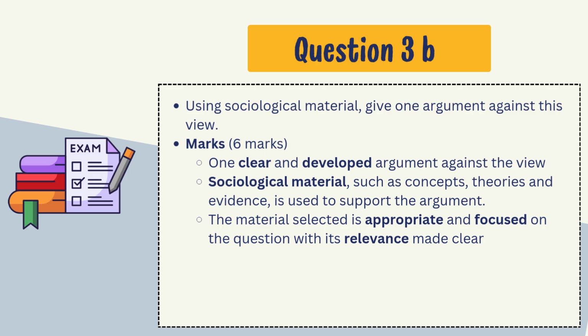And as we'll see later, all of this is just building you up to write essays. So this structured writing that they're trying to get you to do is so you write very clear and very compelling essay paragraphs and overall essays in the end. So for this, you would again need sociological material, concepts, theories, evidence to support the argument. Again, that material has to be appropriate and focused on the question and its elements made clear. So it's basically the same thing as before, but it's 6 marks.